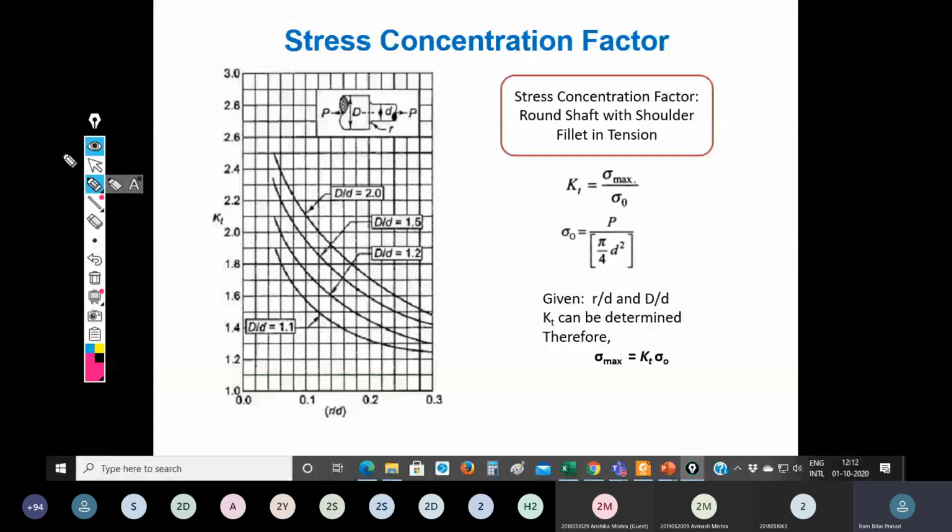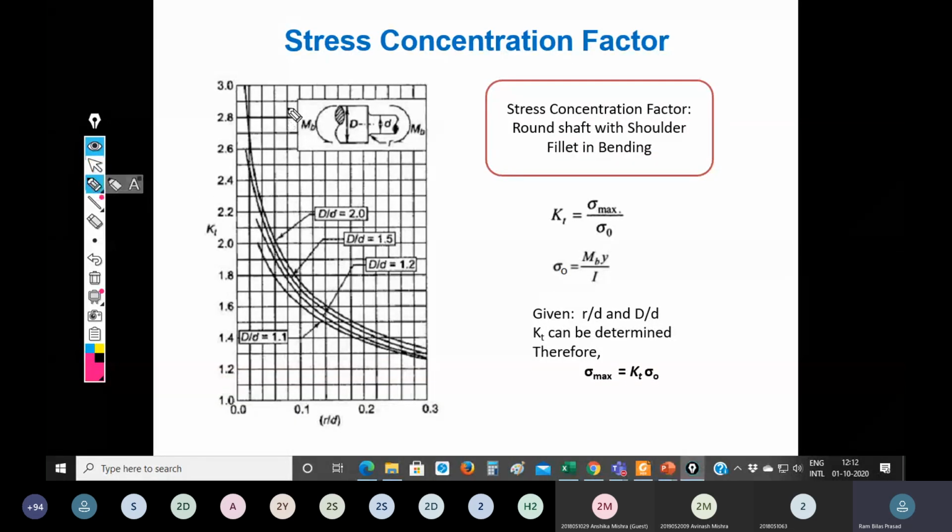This is again a different kind of loading. Here this is also a shaft, and this is loaded by a bending moment, right? So again you have to do the same thing, only the difference is that you have to find out sigma bending stress, and then Kt you have to determine from this graph, and then you can calculate sigma max.